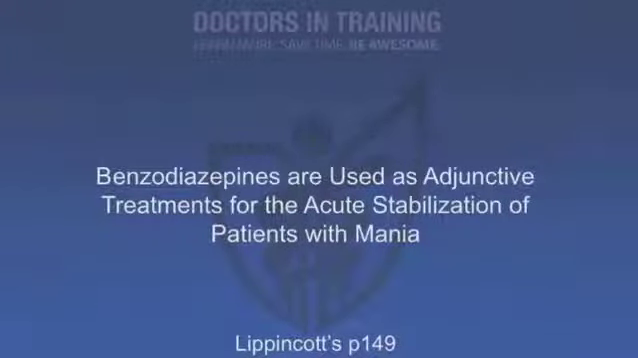Benzodiazepines are also frequently used as adjunctive treatments for the acute stabilization of patients with mania. They're also helpful because bipolar patients often complain of severe anxiety. Since these medications take an average of 2 to 4 weeks to start working, benzodiazepines have been very useful in calming the anxiety and agitation portion of bipolar disorder.